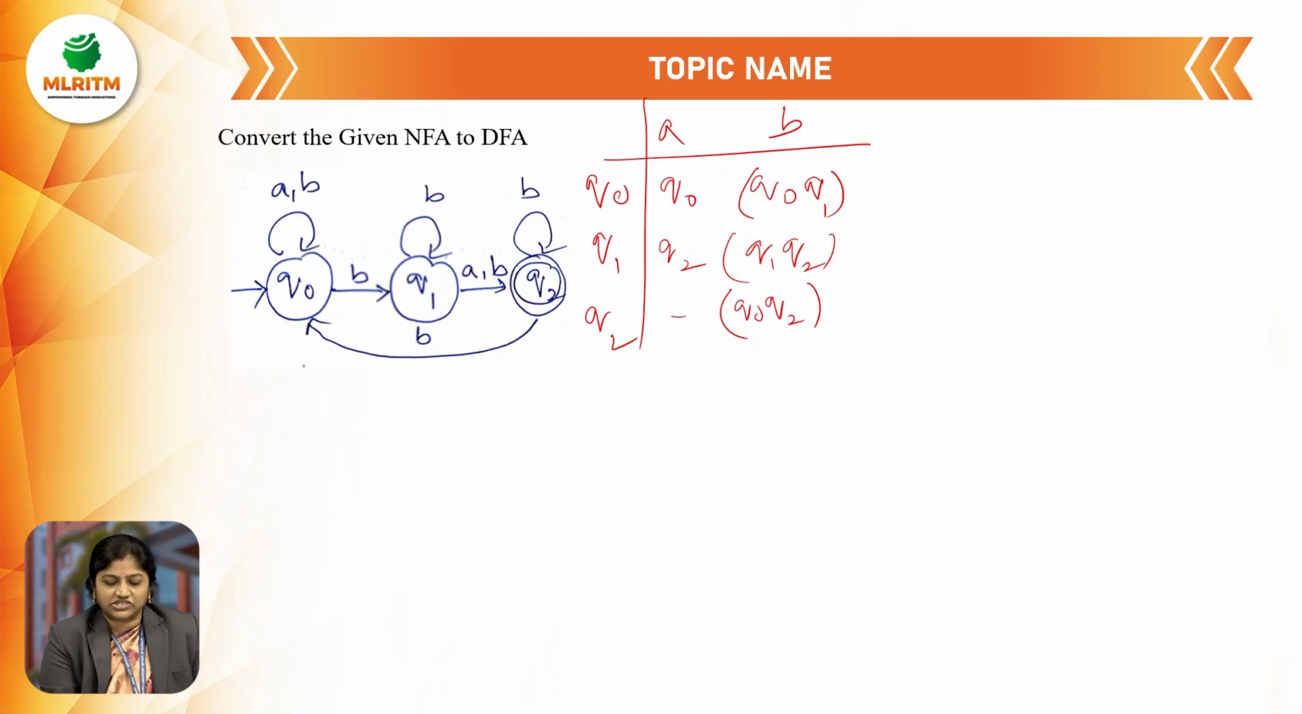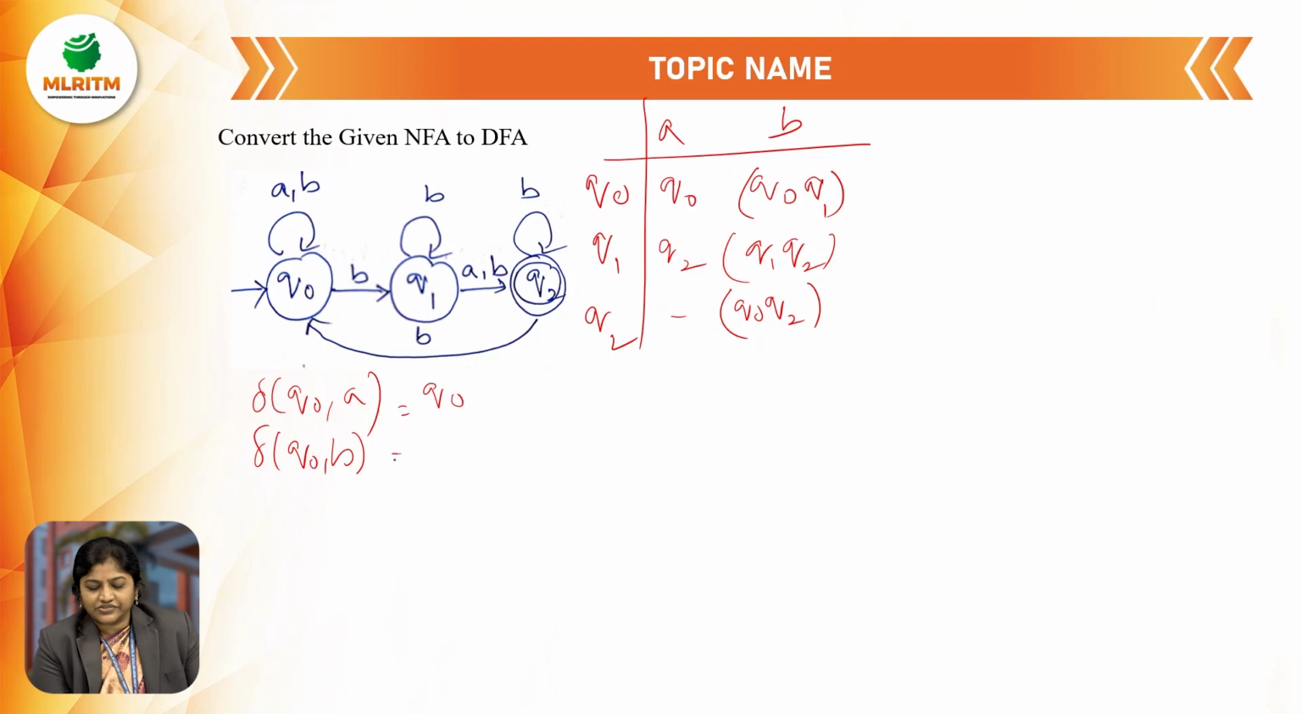So we'll start with the initial state. Transition of Q0 on A, transition of Q0 on B. Q0 on A, what we got is Q0 only. Transition of Q0 on B is Q0, Q1. So this is the new state we got. Q0 we already derived, so no need to derive for that. Go with Q0, Q1.